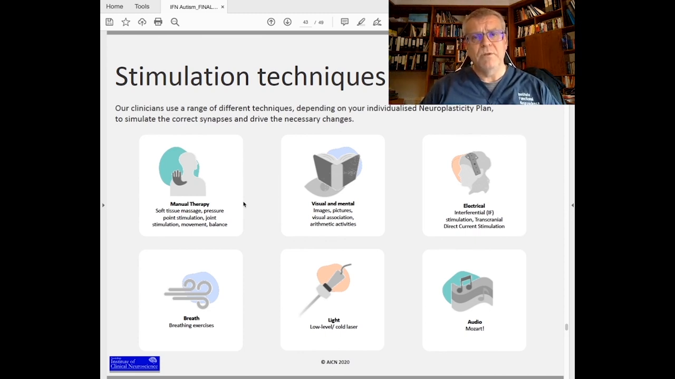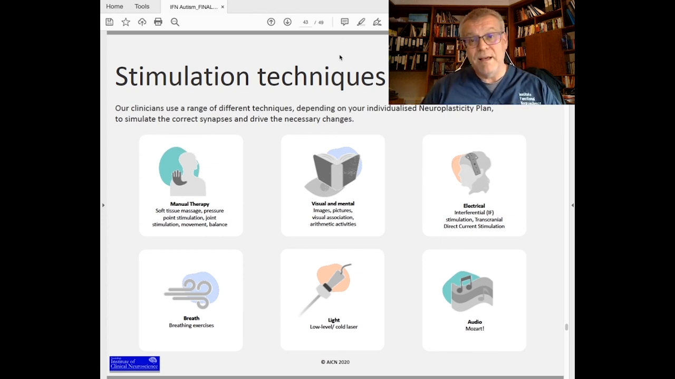We also use visual and mental stimulus. And these visualizations or visual stimulus and the mental stimulus are usually overlapped with some other type of brain stimulus, like the manual therapy or the electrical stimulus that we might be using. So electrical stimulus is usually a very light electrical current that we can put through your hand or your arm or your foot. Other types of modalities that we use electrical currents with include the transcranial direct current, which is a very, very small current that goes through your brain. And it just helps us to coax your brain to behave the way we want it to.